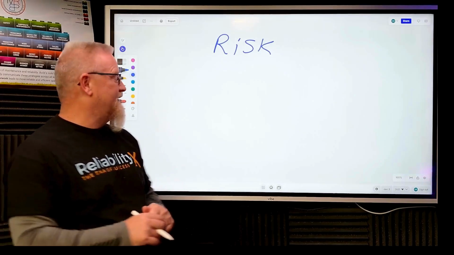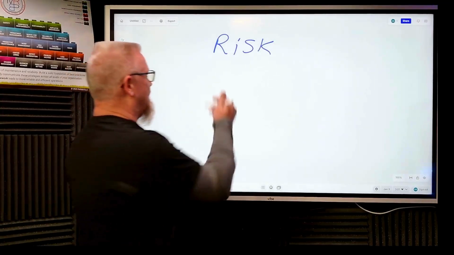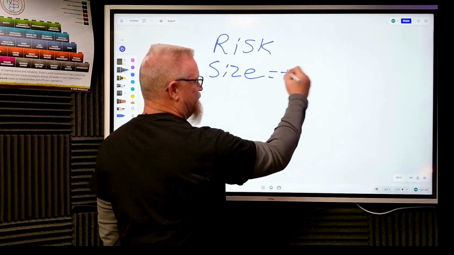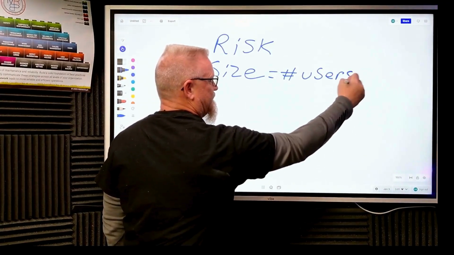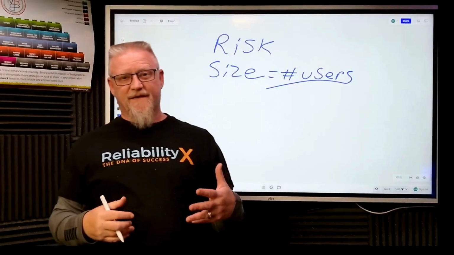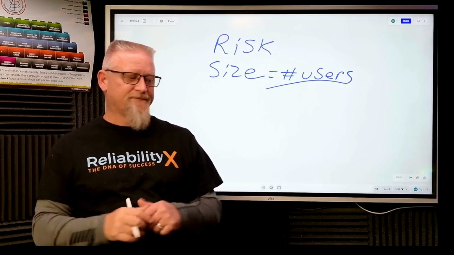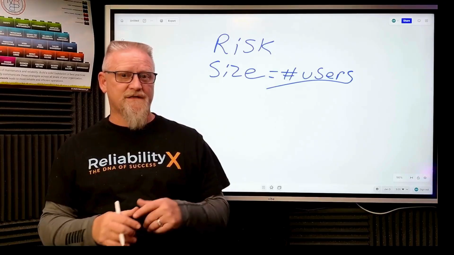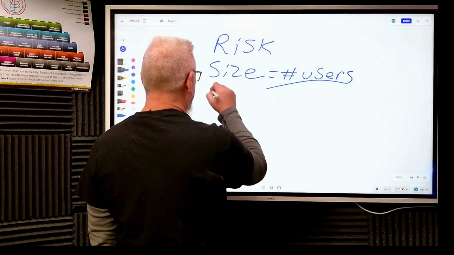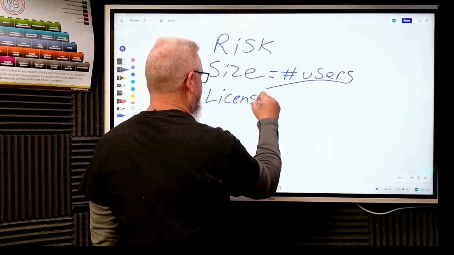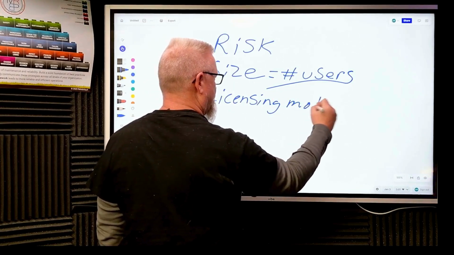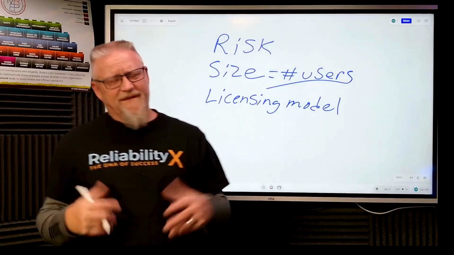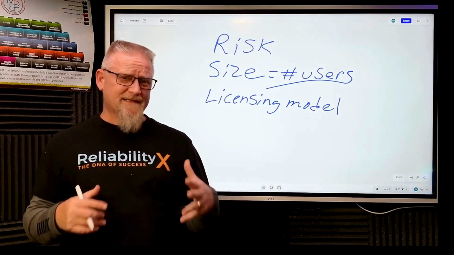Other factors may be the size of your organization, so size, which really equates to the number of users. How many users are going to be necessary for your system is going to impact cost. Licensing model associated with that may impact cost. So the licensing model. Sorry about the writing. Ask me a math question. What are you going to do? So licensing model is going to make a difference.